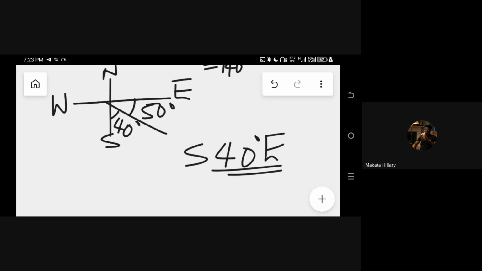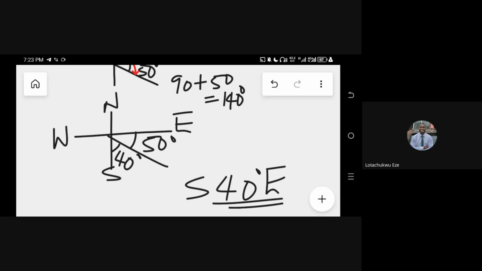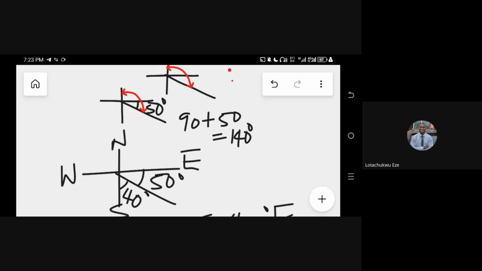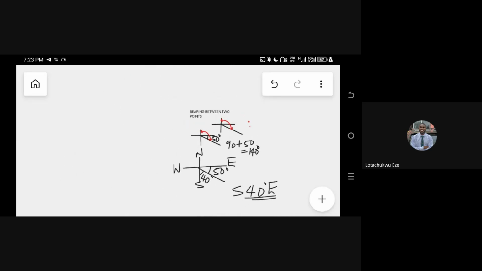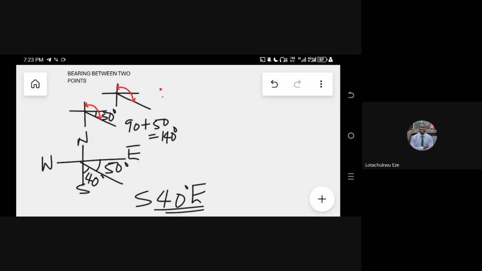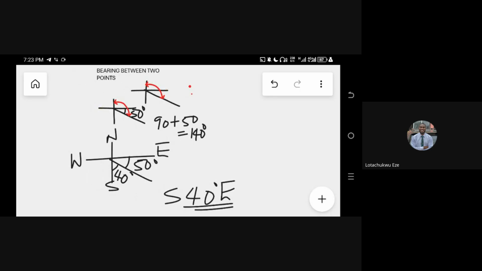All right. So that being said, this is a revision of all that we did the last time we had the class. We looked at the comparison, that is the relationship between the three-digit bearings and the compass bearings. So this is a revision of what we did.